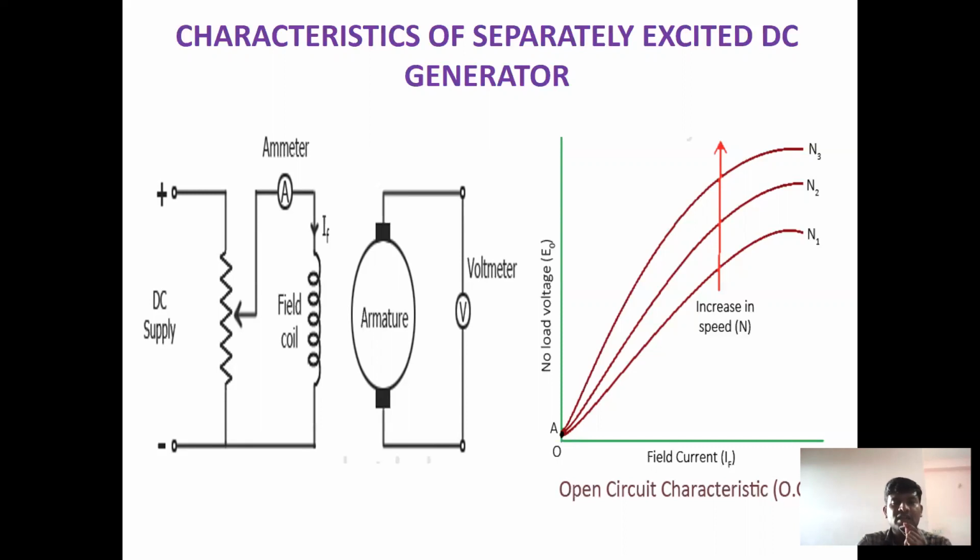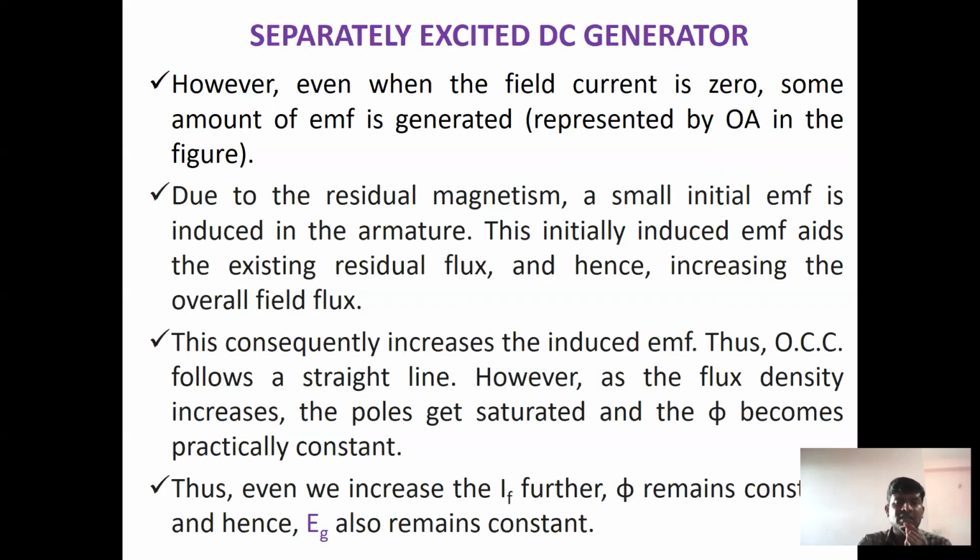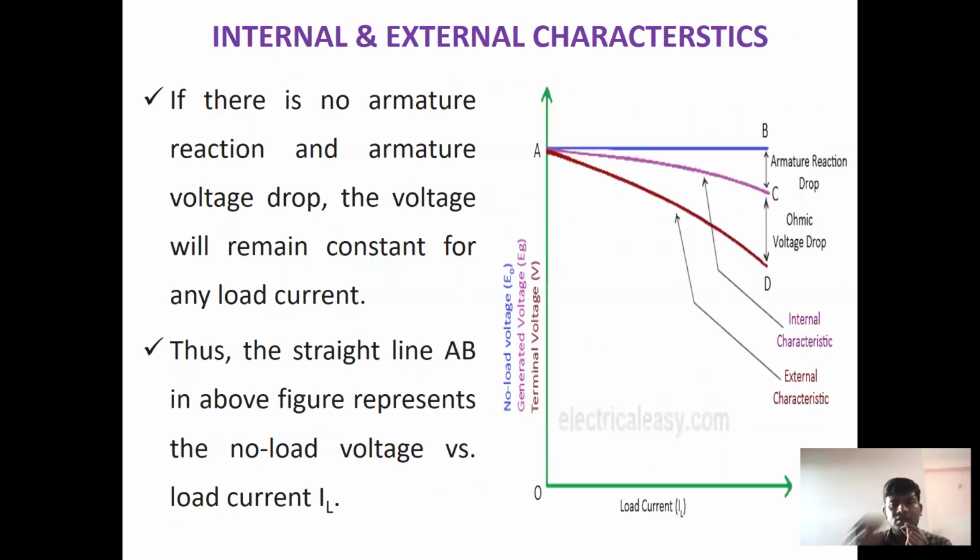Let us see the internal characteristics of the separately excited DC generator. Under the initial condition, the no load voltage is constant. It is plotted as AB.